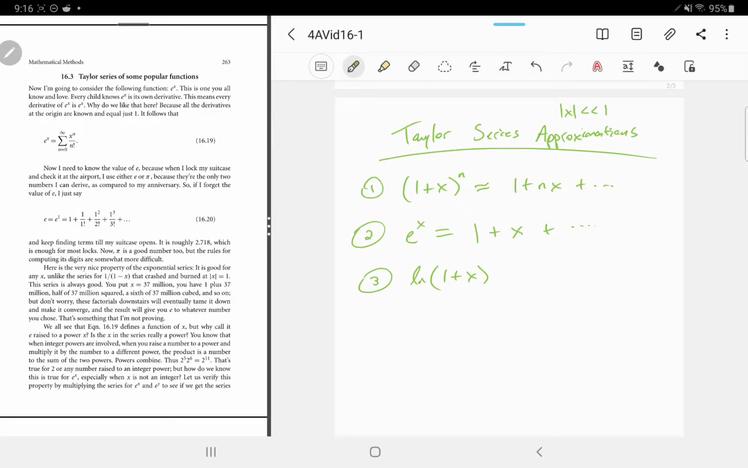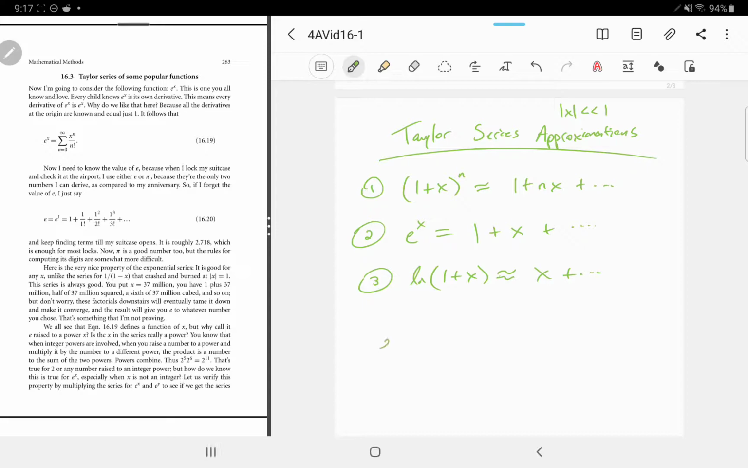If you plug in x equals 0 into that function, you get log of 1, which is 0. So actually the first term that matters here is x. And actually you can combine, you might want to try this, you can combine 2 and 3, because these are inverse functions, e to the x and log of x, those are inverses. So if you do e to the log of 1 plus x, you should reproduce 1 plus x. So you might want to verify you can do that.